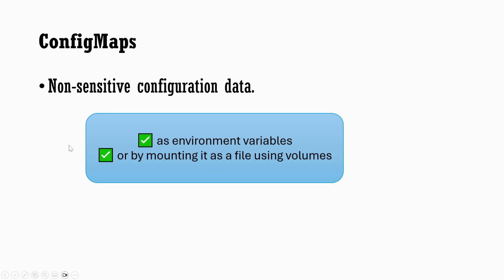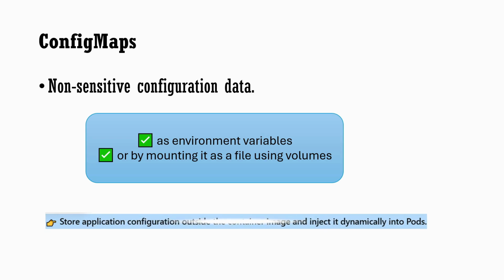So if we talk about DevOps responsibilities, in a real-world organization as a DevOps engineer, we collect these config values from developers or from the database admin team, and we create ConfigMaps accordingly. Then we plug them into the deployment. So overall, a ConfigMap solves one simple problem: store application configuration outside the container image and inject it dynamically into pods.